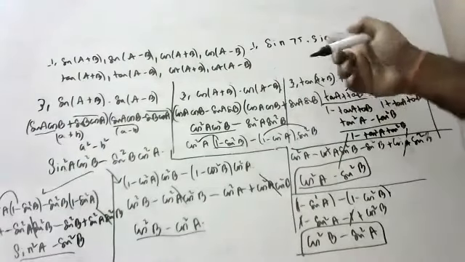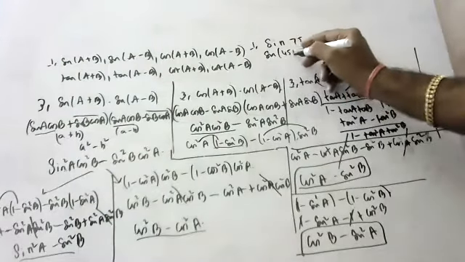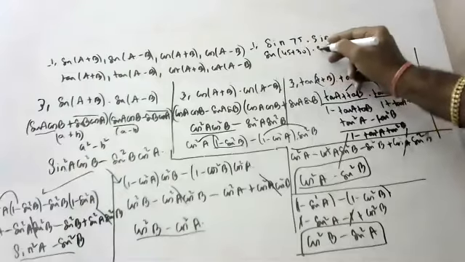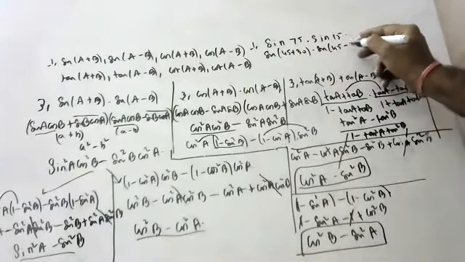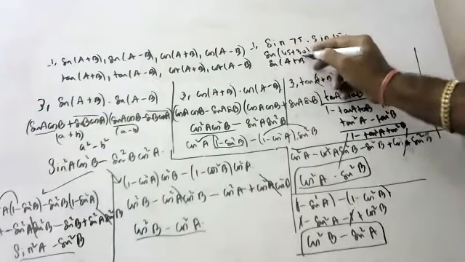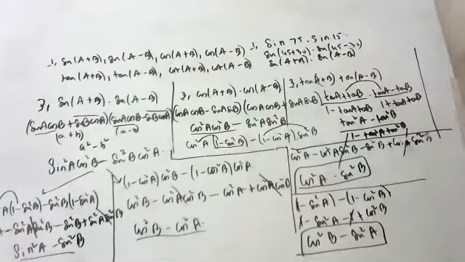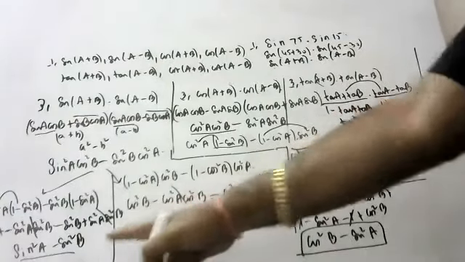sin(45+30) into sin(45-30). This is in the form of sin(A+B) into sin(A-B). Either take this formula or this formula.